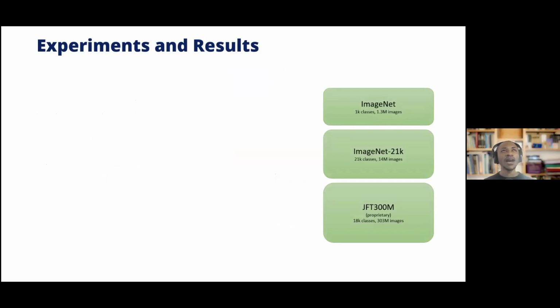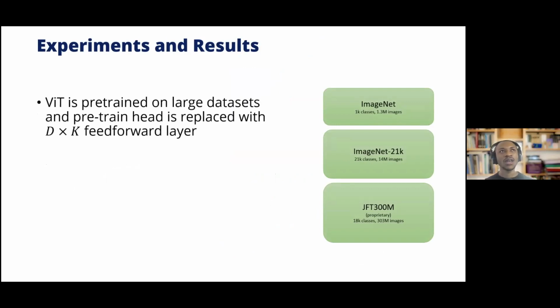So how did this perform in the real world? Basically, in the paper, the vision transformer is pre-trained on large data sets, and like I said, the pre-trained head is replaced with a D times K feed-forward layer. D is the dimension of the input space, which is the dimension of the self-attention outputs, and K is the number of classes that we are trying to predict. And there are three large data sets that it was pre-trained on. One is ImageNet, the second is ImageNet 21K, and the third is JFT 300 million.